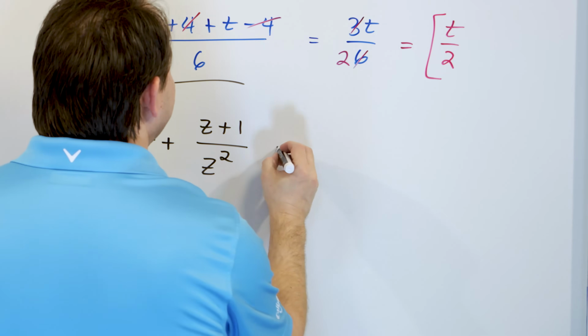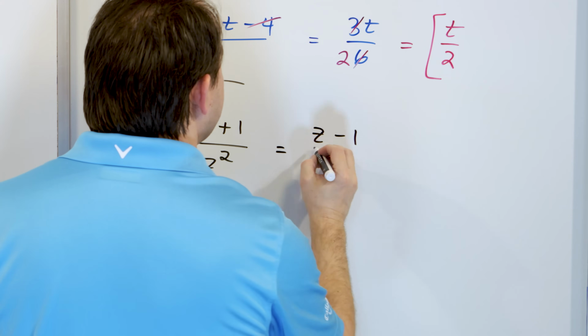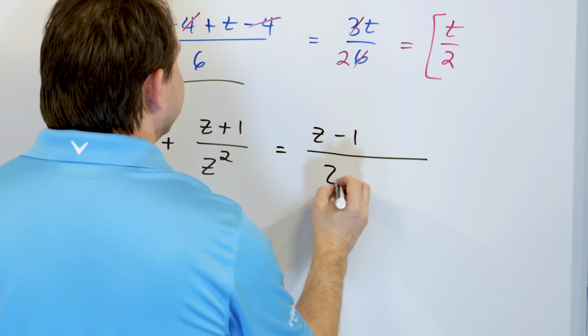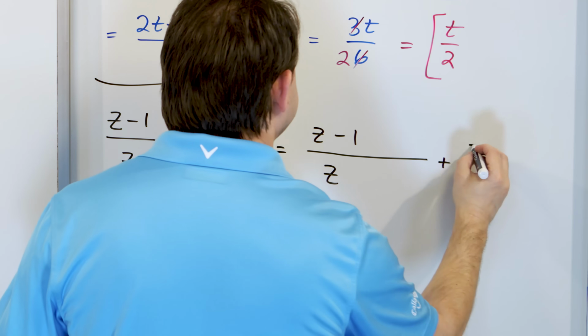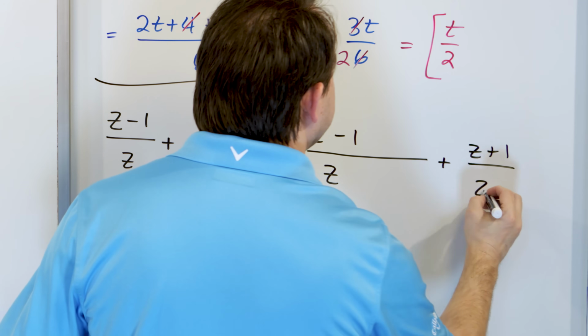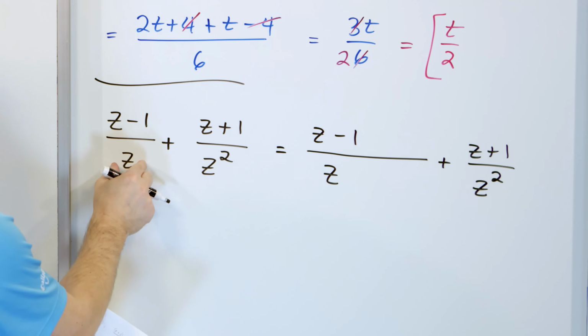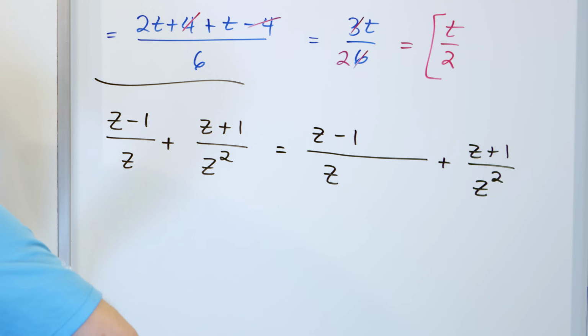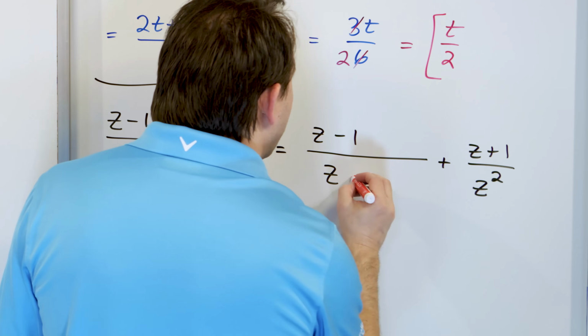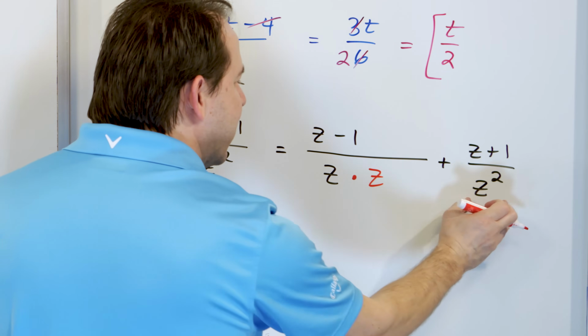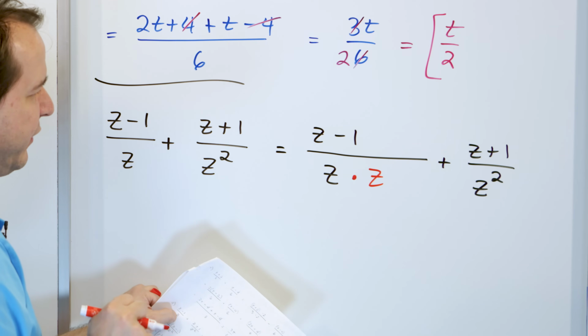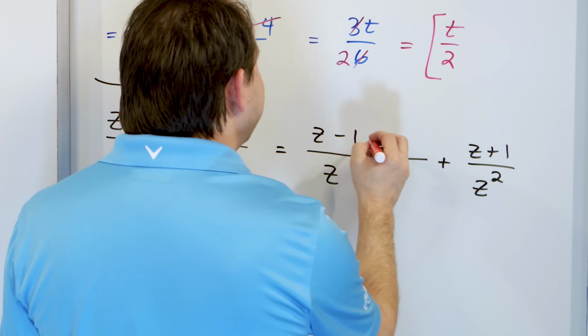Well, let me rewrite it like I do for all of these things. z minus 1, I'll draw a long fraction bar, z on the bottom here, plus z plus 1 over z squared. Now in this case, I know that if I multiply this by z on the bottom, then what will I get for a new denominator? I'll have z squared. Then I'll match the denominator as I have it over here. But if I multiply this, then I have to multiply the top.